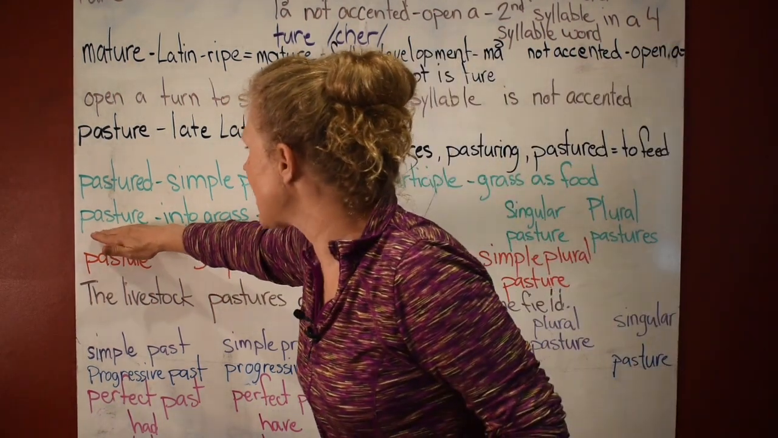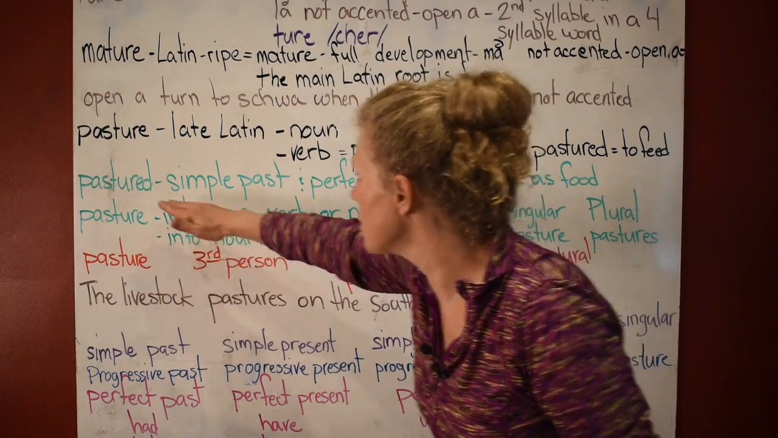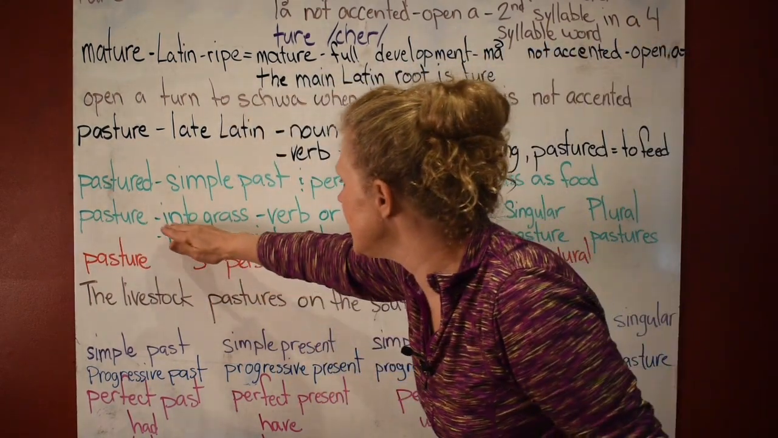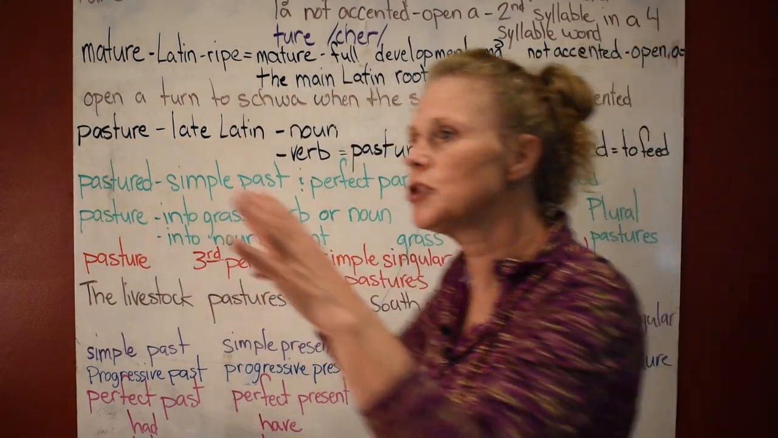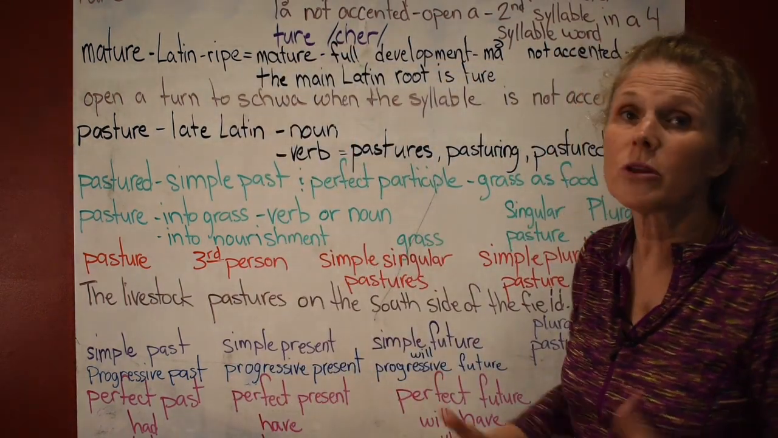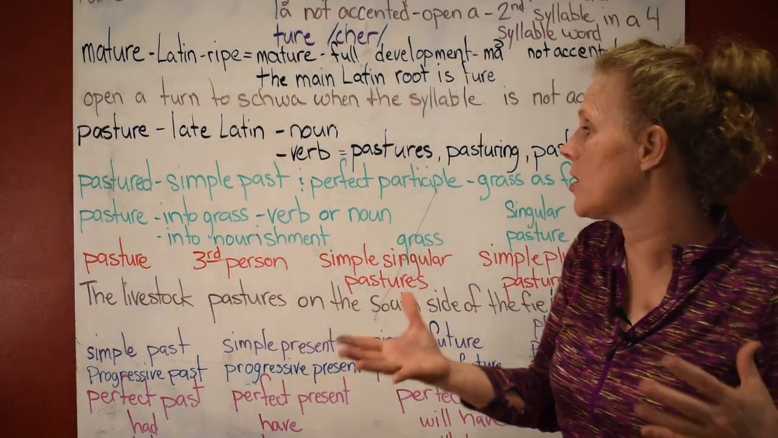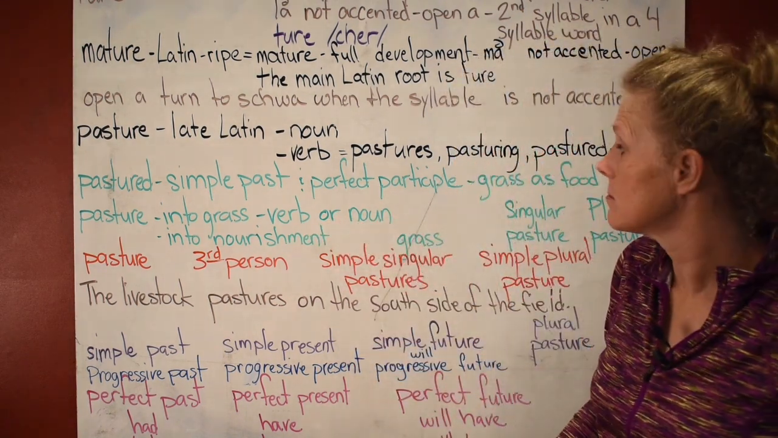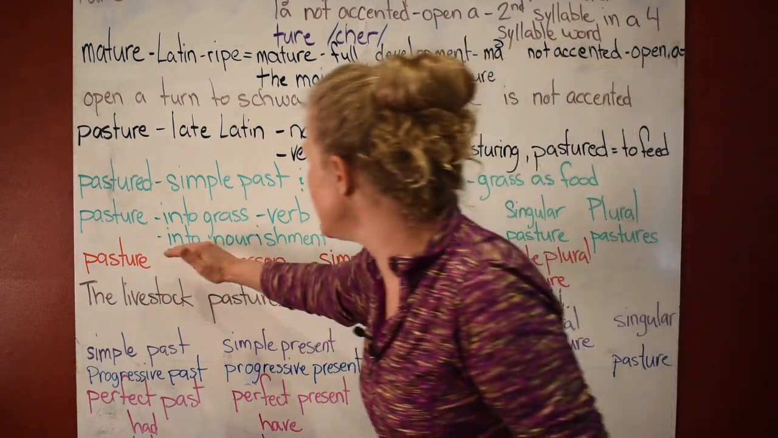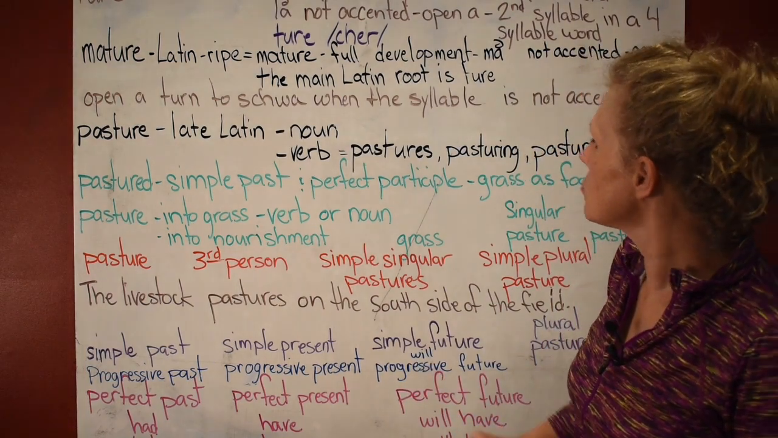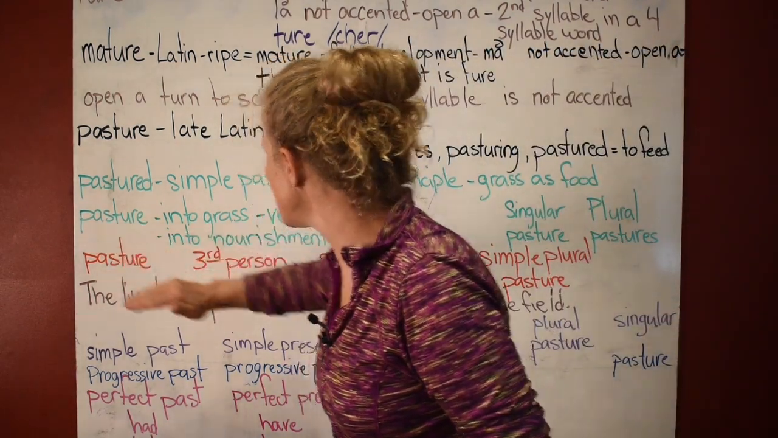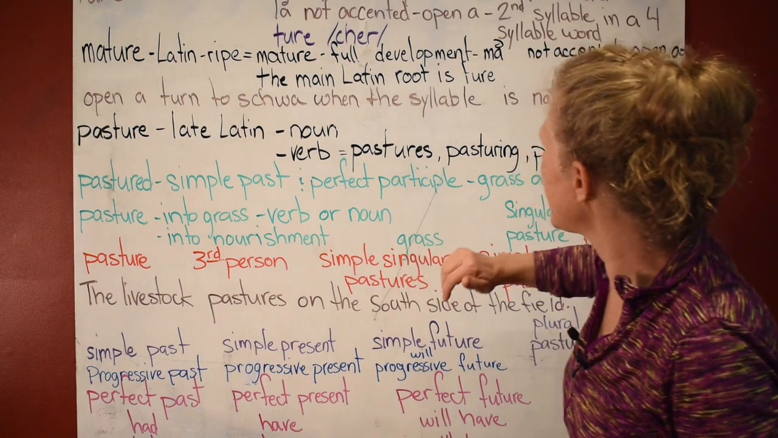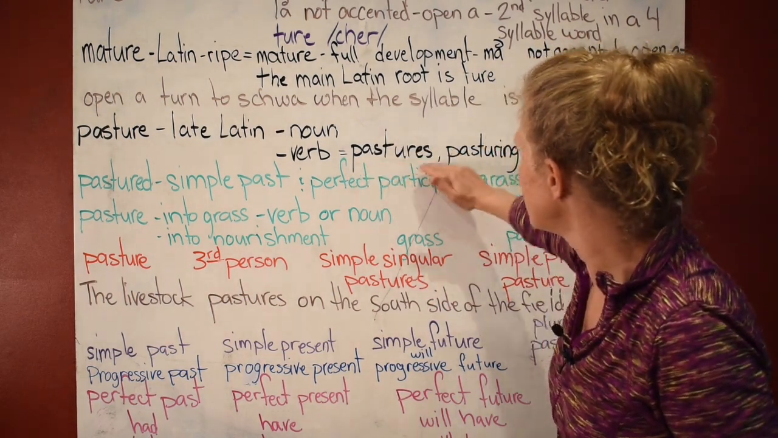Okay, now we have pasture. The word pasture. It means into grass. We're going into the grass. I really want you guys to understand, this is more like also a dictionary word. So it could be a verb or a noun. It can mean into nourishment. So see how the pasture, this is how the verb works.